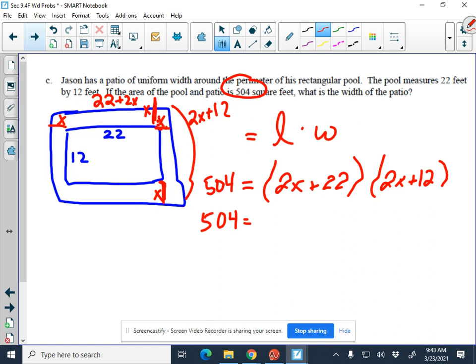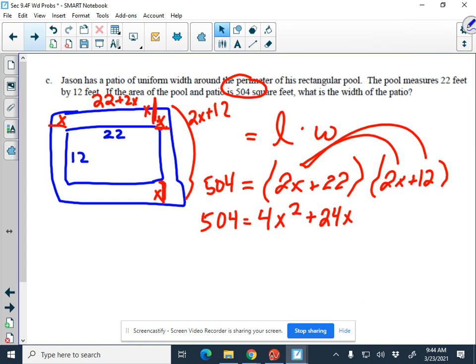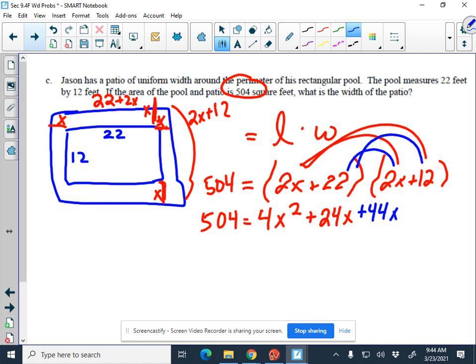Therefore equals. Now 2x times 2x is 4x squared. 2x times that is plus 24x. 22 times this is plus 44x. 22 times 12 is 264, I believe. I'd have to check. All right, we got a lot of stuff here.